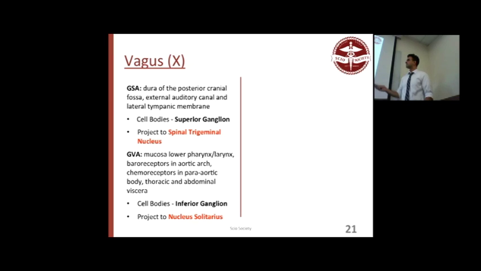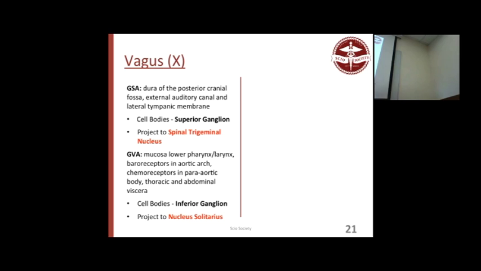Making connections. Vagus, very similar. So if you look at the last slide, it's going to be very similar. So for GSA, cell body, superior ganglion, just different areas. It does ear stuff. It does a little bit of the tympanic membrane. Projects to the spinal trigeminal nucleus, just like the glossopharyngeal. So look at the similarities. The similarities are important because glosso and vagus are very similar. If you just know one of them, you'll know the other one.